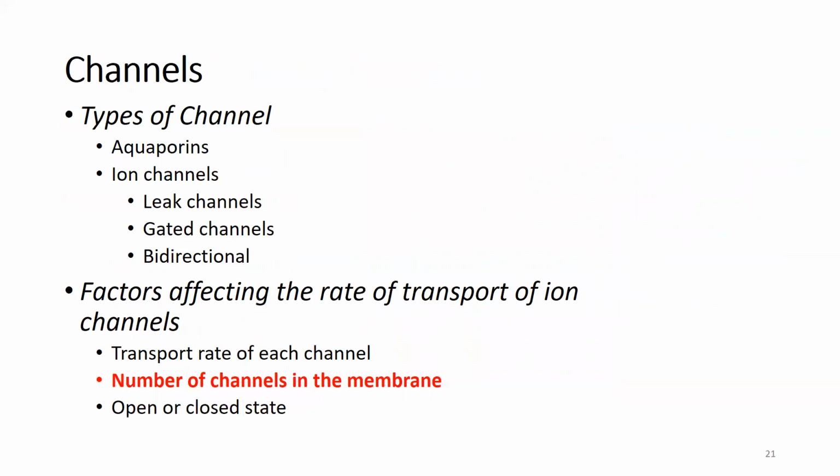You can have leak channels, which freely move ions across. You can have gated channels, which require a ligand to bind to open that channel. Or you can have bidirectional channels, which allow the movement of ions in either direction. Now, factors that affect the rate of ion transport are going to be the transport rate of each channel. Right, the transport rate of a single channel, again, will vary depending on the tissue location, function of that cell, and so on and so forth. The number of channels in the membrane, as well as the open or closed state of that channel. Okay, specifically, if we talk about gated channels, they have to be in an open configuration to allow the movement of ions. If they're in a closed configuration, they will not allow that.